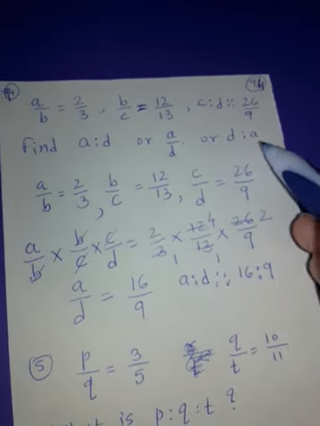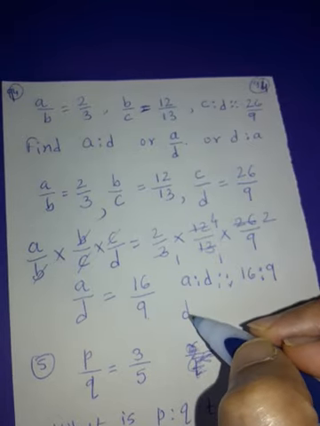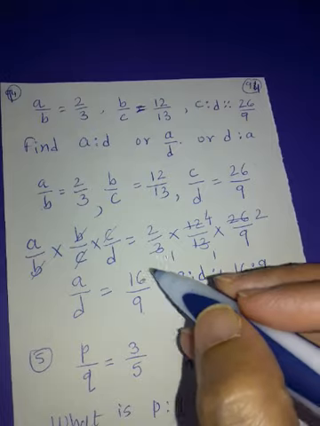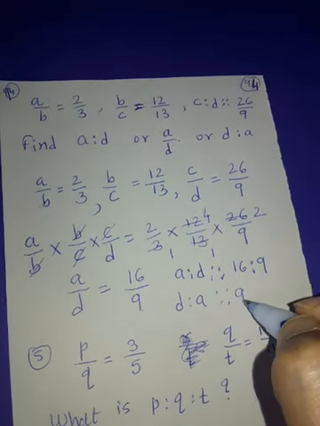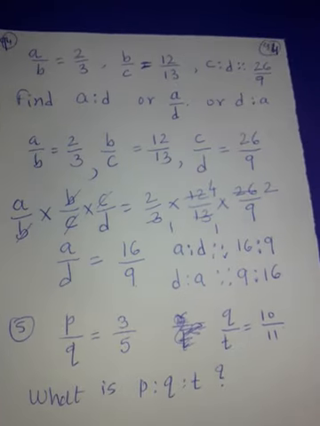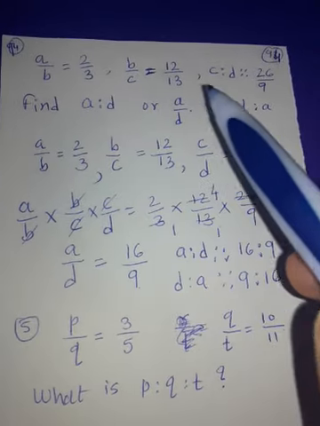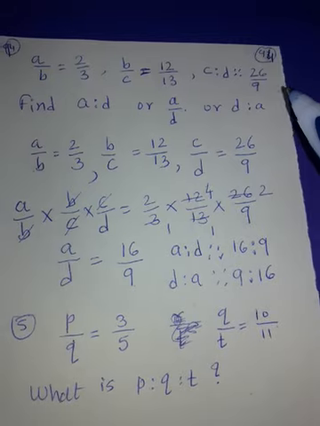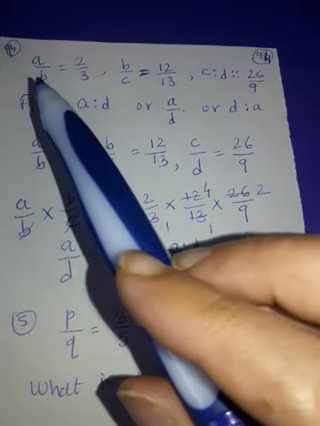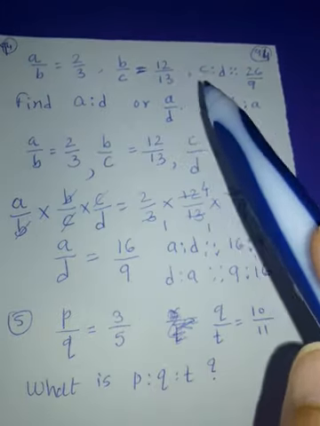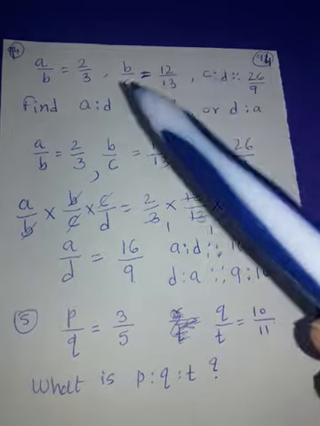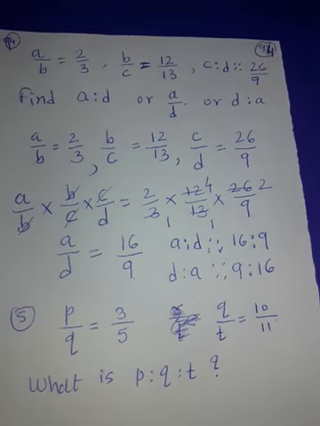If they want D is to A, that is reciprocal, what will it be? Straight away do the reciprocal. 9 upon 16, or 9 is to 16. Very easy. Now let them add any number of fractions. Then D upon E, E upon F. What you can do? You can just multiply, and then you will be left with A here and D here. Both ends will be left, and all these middle numbers will get cancelled.